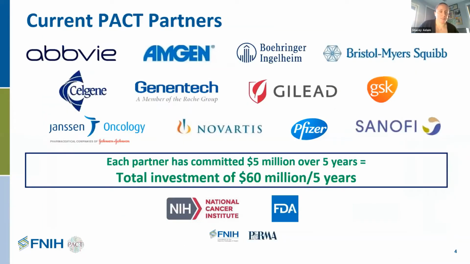Now, in addition to these academic partners and the funding that was received from the NCI, there was funding received from the private sector. So approximately $60 million put up by NCI and another $60 million put up by the Pact partners, who are the 12 company partners that you see there. This was done as $5 million over 5 years from each partner.